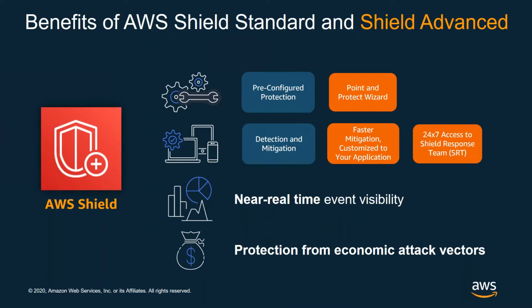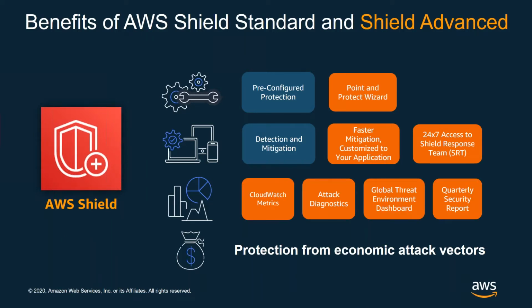And with this is included 24/7 access to a Shield response team. For example, if you know that your business has particular spikes of traffic or is particularly vulnerable to certain types of denial of service attacks based on a particular event, it's an example of when you might want to reach out to the Shield response team ahead of time. With Shield Advanced, you also get real-time metrics via CloudWatch. It can provide you attack diagnostics as well as a global threat environment dashboard and a quarterly security report.